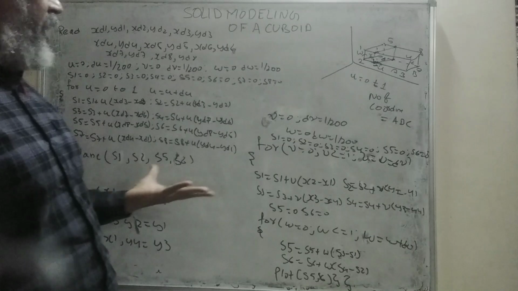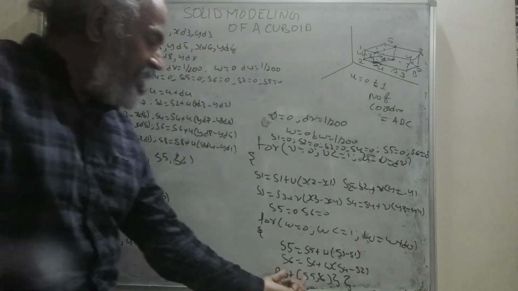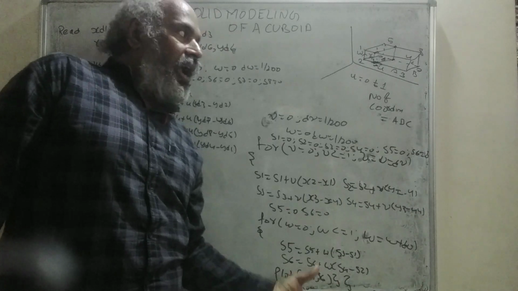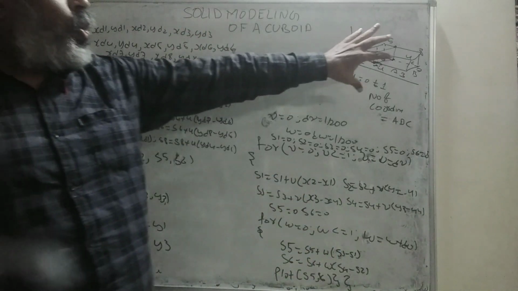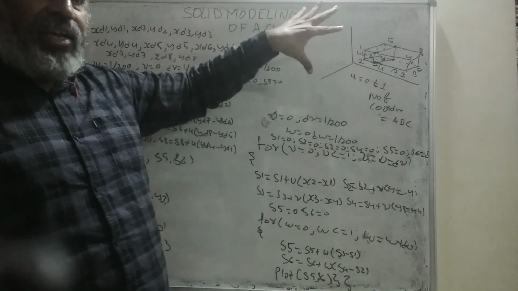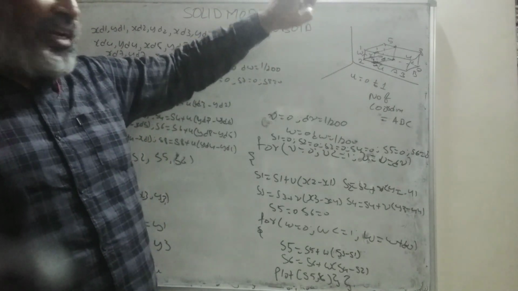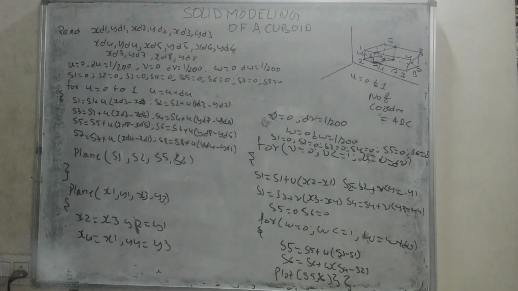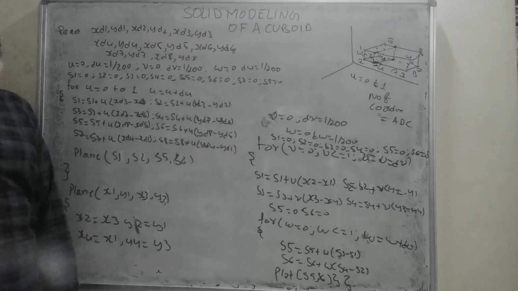Once you generate this, S5, S6 is a database. So you can store this S5, S6 in a database, and you can use this database for transformation of the cube. You can rotate the cube, you can move the cube on the screen, you can enlarge the cube, you can reduce the cube, and things like that. You can carry out operations on this cube. So this is the programming of solid modeling for a cuboid.